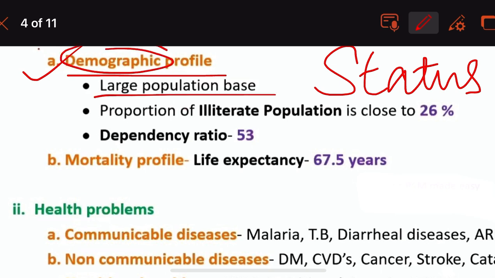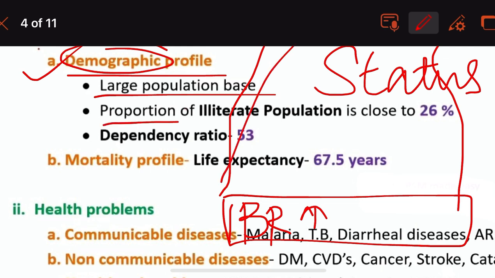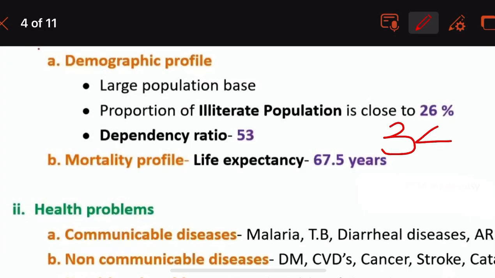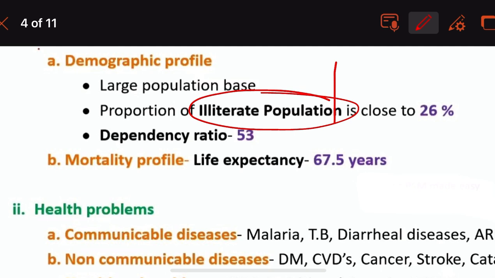Here in India we get a large population base, so we always know that the birth rate is very high. The proportion of illiterate population was close to 26%. Recent studies have shown it has spiked to 34.62%. So approximately one quarter of the population in India is illiterate. The illiteracy level is very high. And also the dependency ratio is approaching 53%, almost more than 50%.